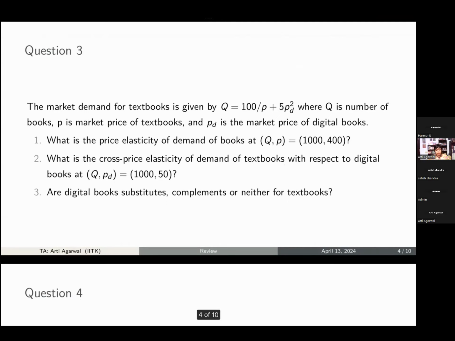The next question is where you're given the market demand for textbooks, where P is the price of textbooks and PD is the price of digital books, which is a different product. Textbooks here basically means physical, hard copy textbooks. So the demand is given as 100 by P plus 5 into PD square. Now you're asked, in the first subpart, to calculate the price elasticity of demand at the given values of Q and P. Then we'll come to the next part. So let's first do this part.